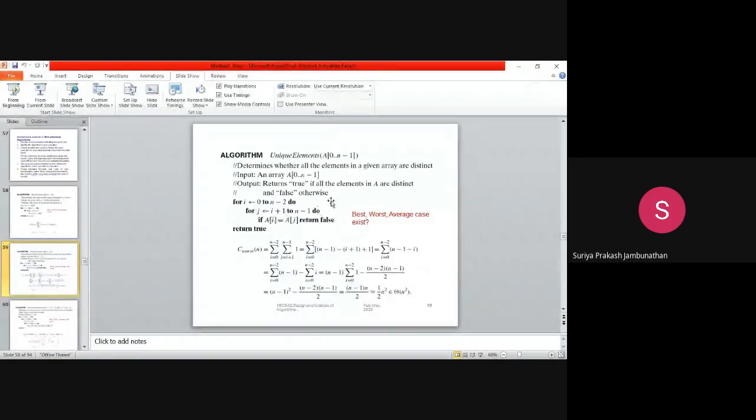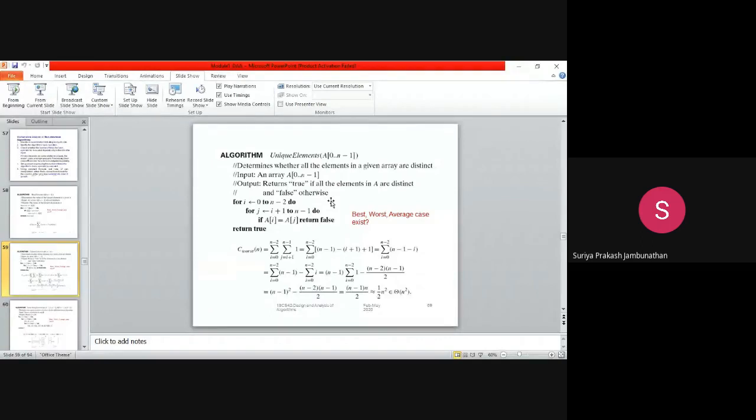Inner for loop, what are we doing? J tends to I plus 1. So we are incrementing the I value. I value will be 0 only, it will start from 0. That is the starting of the array position. I plus 1 means we are starting from 1. So J value will be initially 1 and it will execute until n minus 1.